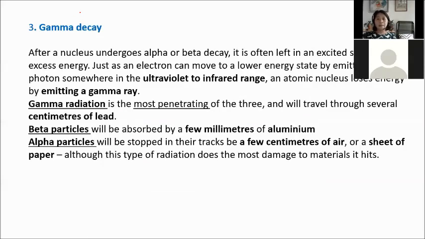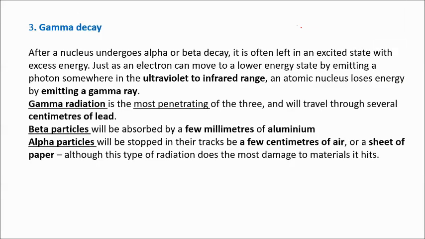So next is gamma decay. So what is gamma decay? After a nucleus undergoes alpha or beta decay, it is often left in an excited state with excess energy. Just as an electron can move to a lower energy state by emitting a photon somewhere in the UV to infrared range, an atomic nucleus loses energy by emitting a gamma ray.